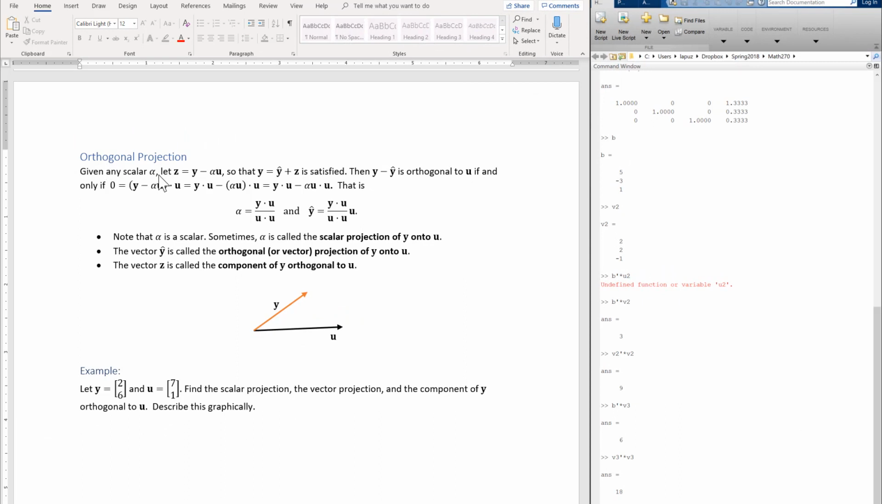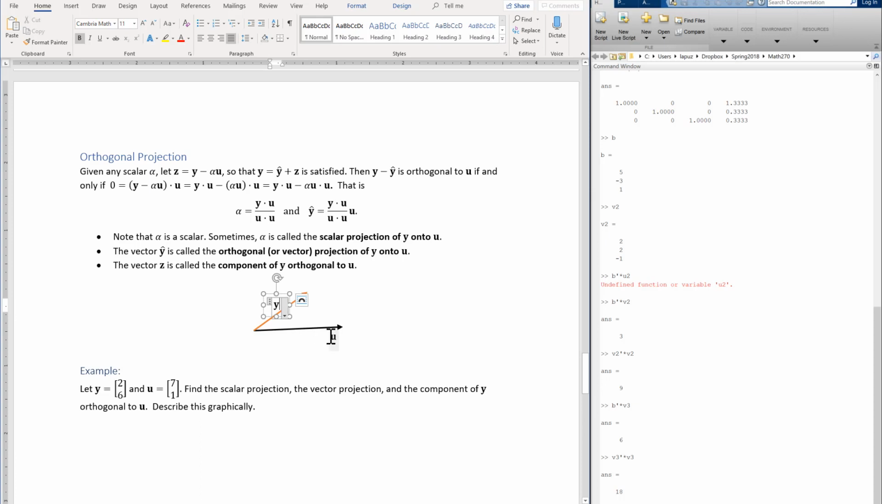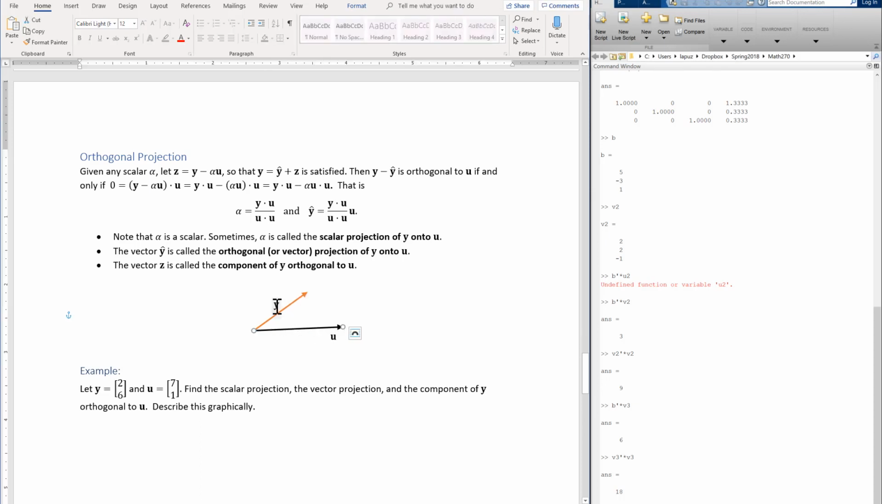Next is orthogonal projection. So the idea behind orthogonal projection is that you're given two vectors, y and u, and you want to project y onto u. And so here they come up with another vector v, or z, and another vector alpha times u, which they'll eventually call y hat. So what they want to do is scale u so that it has the length of a line that's parallel to u, but then it goes as far as a perpendicular drop from y.